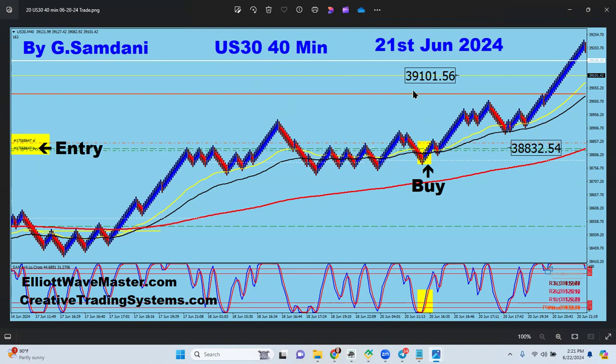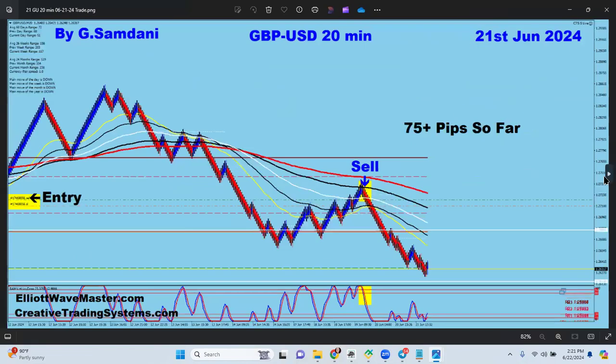38,832 to 39,101. And here, pound USD, 75 pip to the downside. I was expecting it to go to the upside, but the news came out, pound started to get weaker, USD strong, boom, it came down. That's why it's very important that you pay attention to the news, even though you have a very good setup.